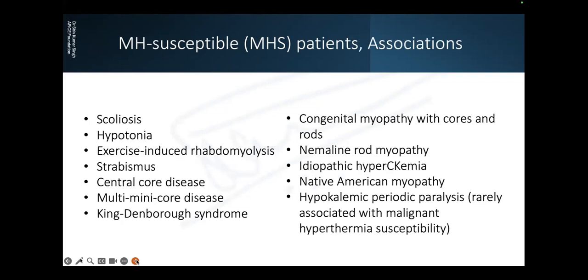And there are associations which we always talk about, like scoliosis, very commonly seen in patients with hypotonia, in exercise-induced rhabdomyolysis patients. Patients having strabismus surgery, we were always very cautious. And there are core diseases like central core disease or multi-minicore disease. There's King-Denborough syndrome, congenital myopathies, there are rod myopathies, and different kinds of myopathies are known. And very rarely it can be seen in patients with hypokalemic periodic paralysis. There is an association, but this is not 100%.